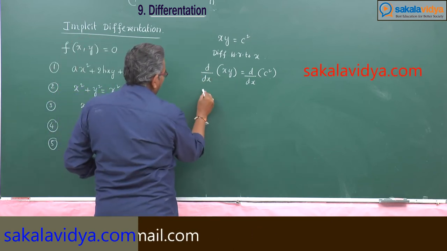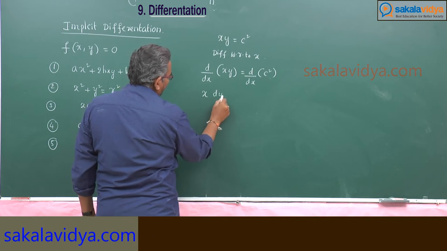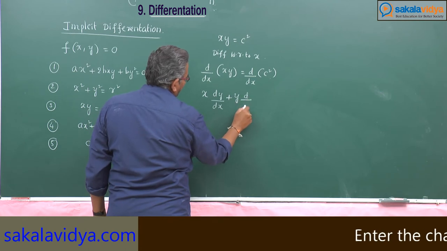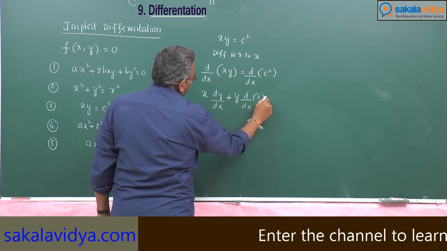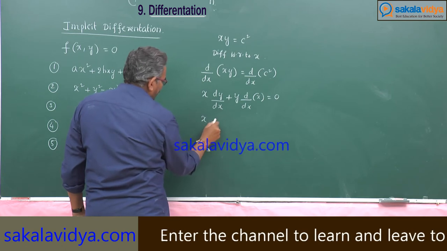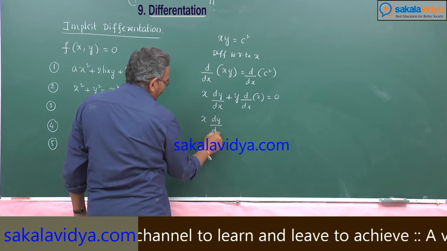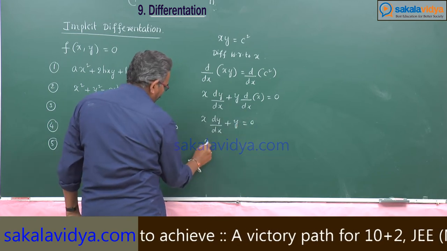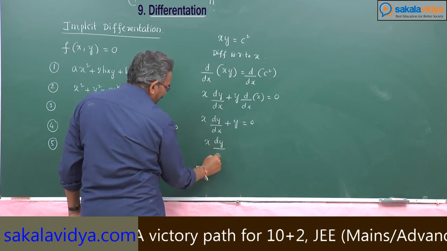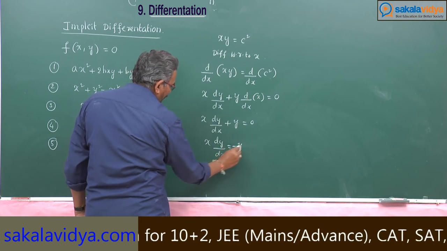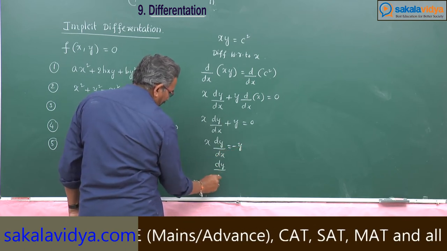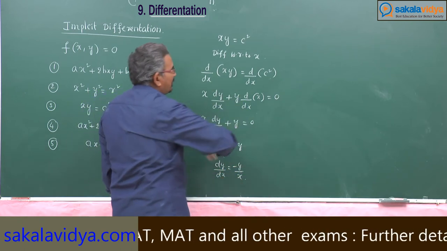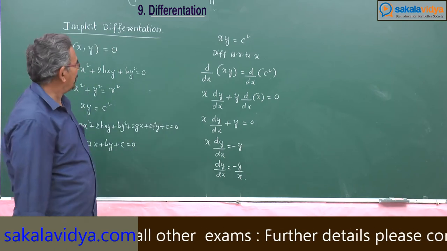UV method: this is x into the derivative of y, dy by dx, plus y into d by dx of x, this is 0. So x dy by dx plus y into 1 is equal to 0. x dy by dx is equal to minus y. So dy by dx is equal to minus y by x. This method is known as implicit differentiation.